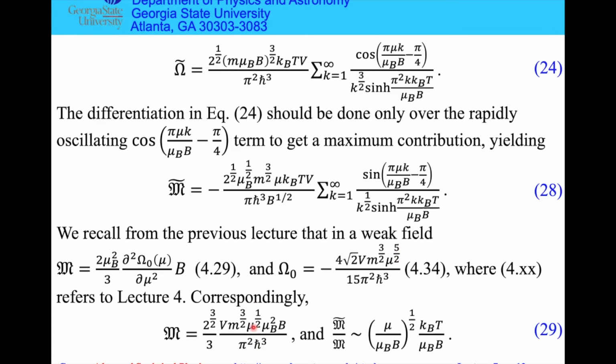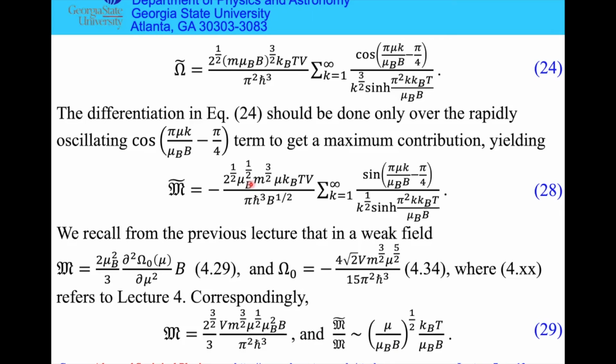And then I can take the ratio of the oscillating part to the smooth part, and it very nicely simplifies to this expression. Let's check something: the power of mu and B. From this, B comes to the power 1/2. From this, B comes to the power 1, so 3/2, divided by 1 and 1/2.